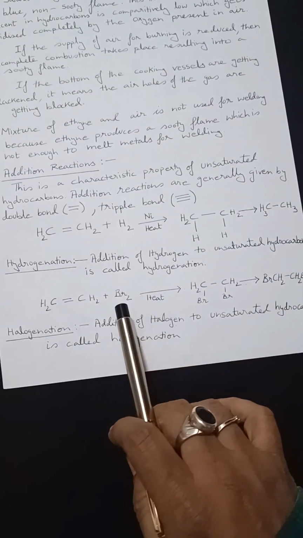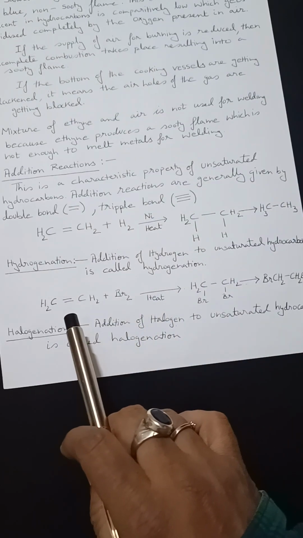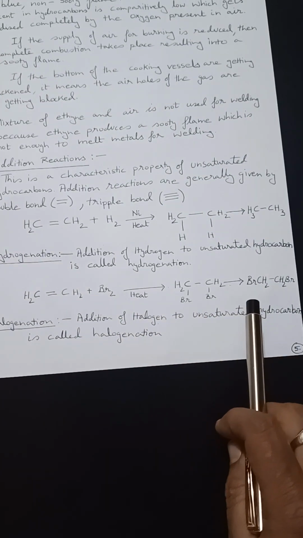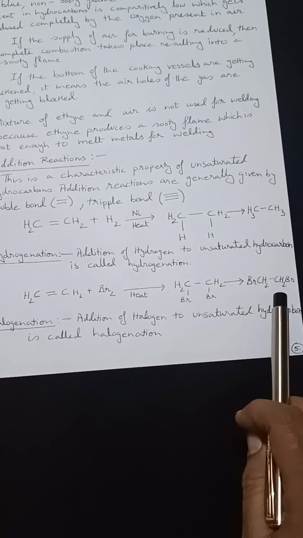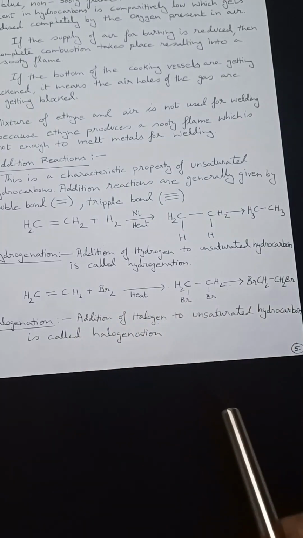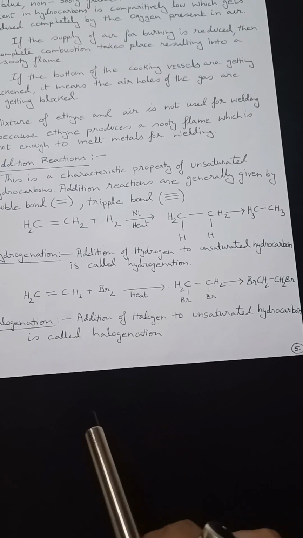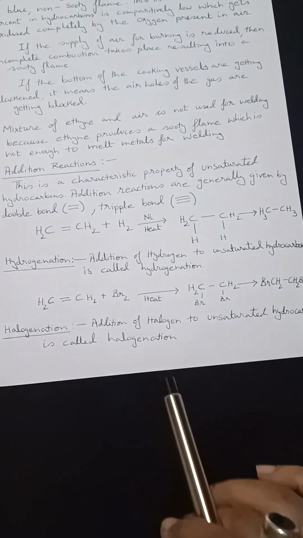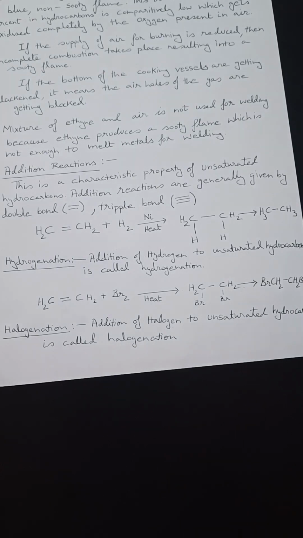Similarly, if we add bromine, that is a halogen, to the double bond, it forms a vicinal dihalide, that is BrCH2-CH2Br. Again, the double bond breaks and both the carbons receive 1 halogen each. This process is called halogenation, that is addition of halogen to unsaturated hydrocarbons.